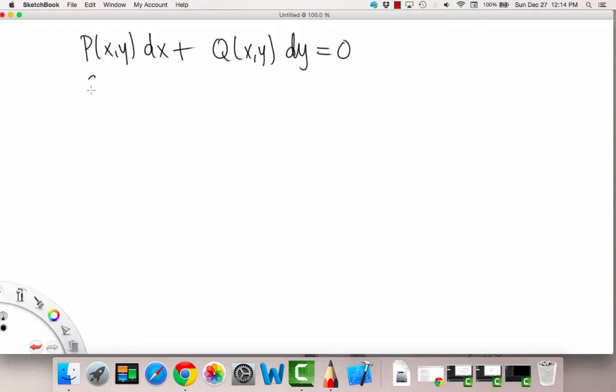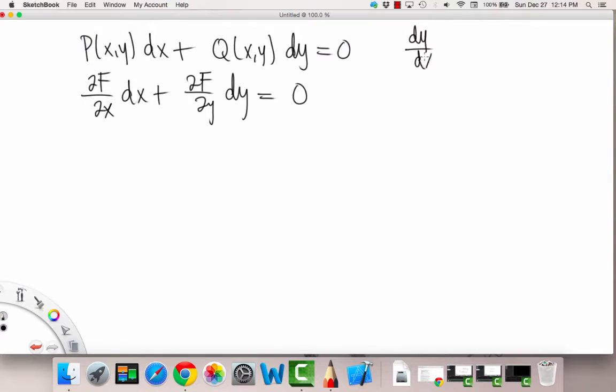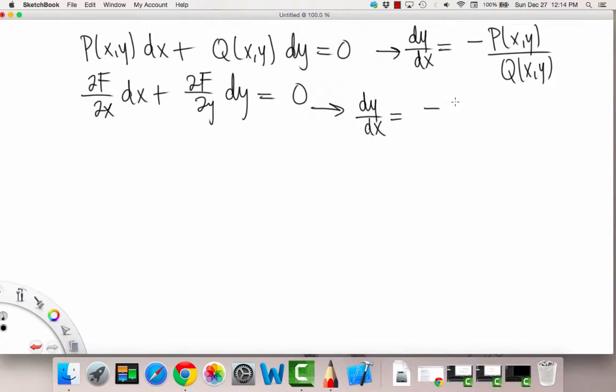And then I'll write the other one here: partial of f with respect to x dx plus partial f partial y dy is equal to 0. So when we have something like this, our dy dx on the top equation, if we just solve for dy dx, is going to be equal to negative p of xy over q of xy. And from this equation, our dy dx should be something a little bit different. It'll just be in different terms. So this is negative partial f partial x over partial f partial y.